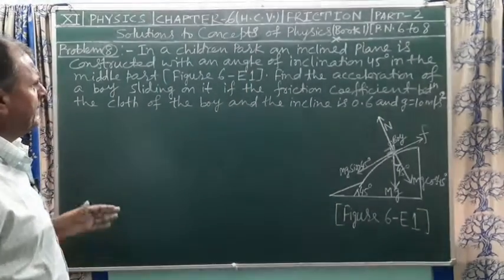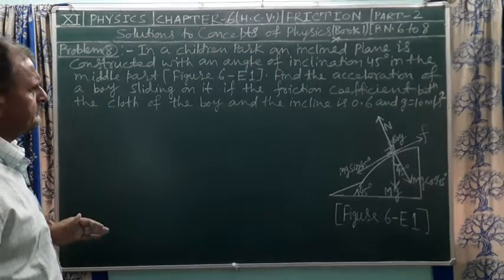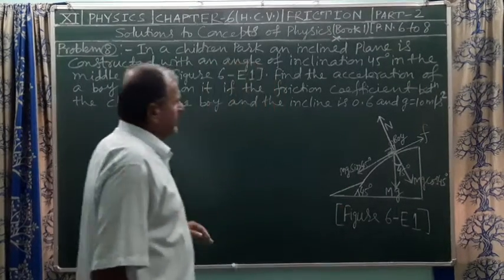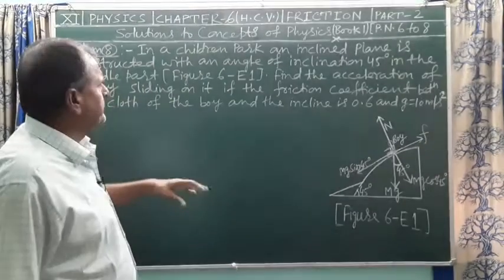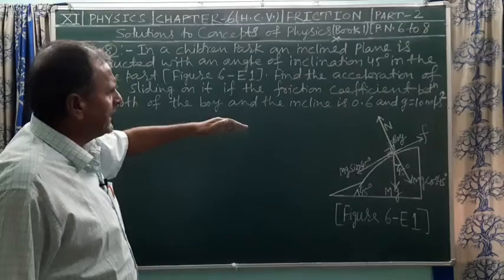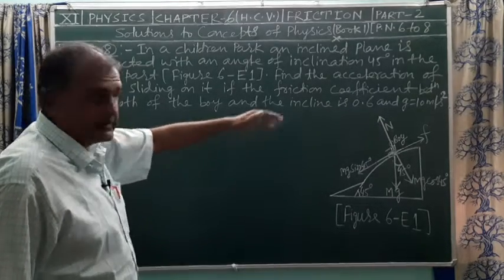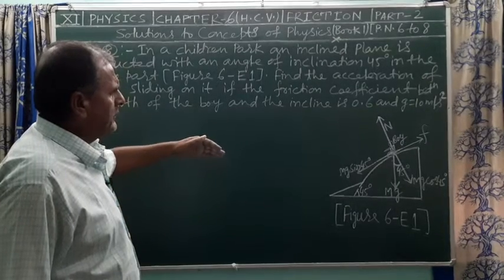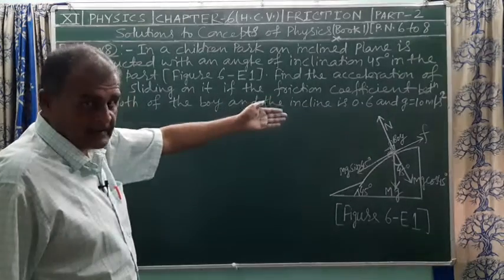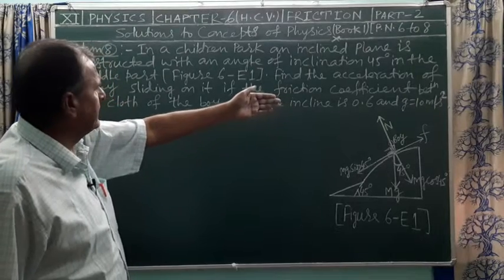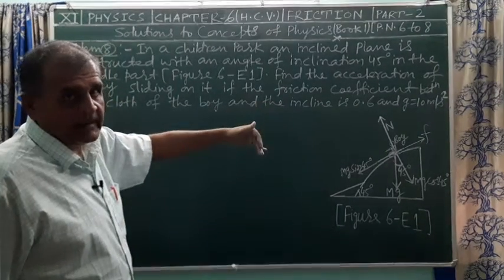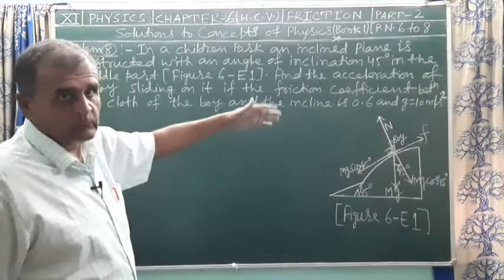एक चिल्ड्रन पार्क है जिसमें एक इंक्लाइन प्लेन, जिसका इंक्लिनेशन हॉरिजॉन्टल से 45 डिग्री है, कंस्ट्रक्टेड है मिडल पार्ट में. तो एक बॉय, एक लड़का उस इंक्लाइन प्लेन पर स्लाइड करता है. तो कोफिशिएंट ऑफ फ्रिक्शन इंक्लाइन प्लेन और उस बॉय के क्लॉथ के बीच 0.6 है, दैट इज म्यू इक्वल टू 0.6 एंड जी का वैल्यू 10 मीटर पर सेकेंड स्क्वायर है. तो उस बॉय का डाउनवर्ड एक्सेलेरेशन, स्लाइड करने का एक्सेलेरेशन फाइंड करना है, कैलकुलेट करना है.